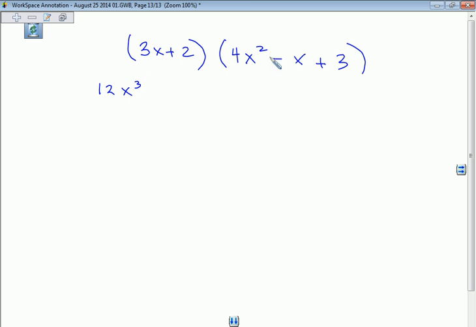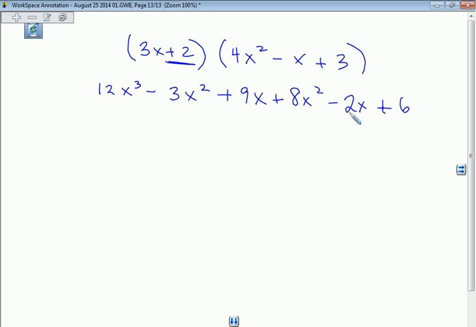And then 3x times a negative x makes negative 3x squared. And then 3x times 3 gives us 9x. Now we have to distribute this positive 2 through. So positive 2 times 4x squared is a positive 8x squared. A positive 2 times a negative x is a negative 2x. And a positive 2 times a positive 3 is a positive 6.